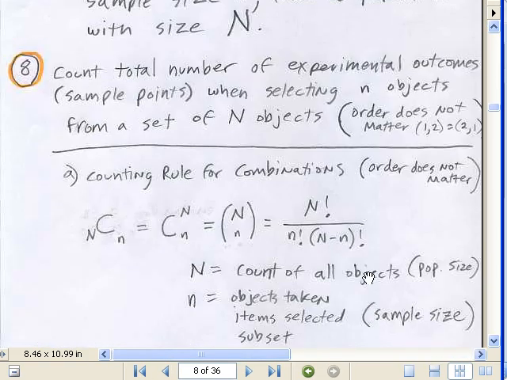All right? So here's our definition of combination: count the total number of experimental outcomes, sample points, when selecting n objects from a set of N objects. Right? So here's our formula: big N factorial divided by little n factorial, and then in parentheses, because we've got to do that minus first, big N minus little n, and then a factorial. Now, the big N is the count of all objects. And little n, objects taken. That's one way to think of it, like the objects taken, like a sample size, right? Sample size. Another way to think of this n is items selected. Another way to think of it is, oh yeah, n is a subset from a bigger set, right? And order doesn't matter. That's our formula.